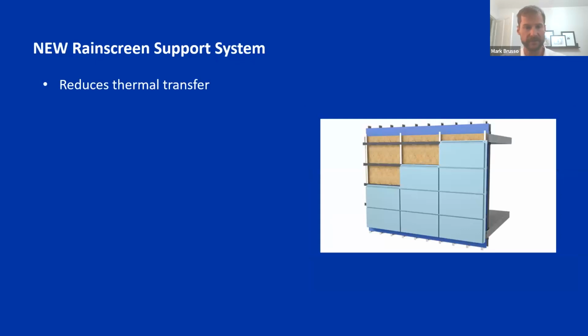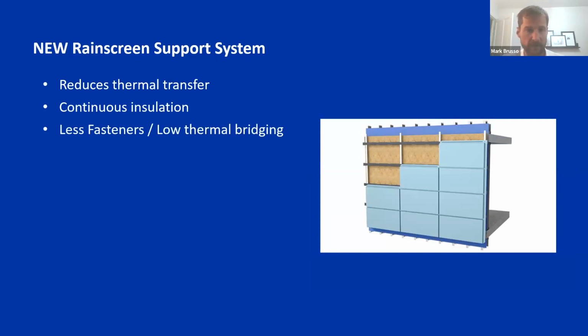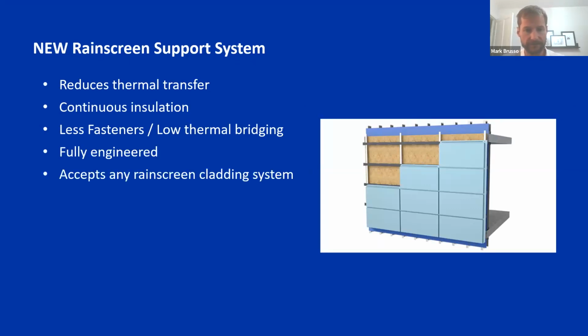And the main points of a rain screen system is we're reducing thermal transfer. We're also introducing the ability to produce continuous insulation within that system. We're reducing fasteners. We're introducing thermal bridging breaks. We can also engineer the system fully if need be.